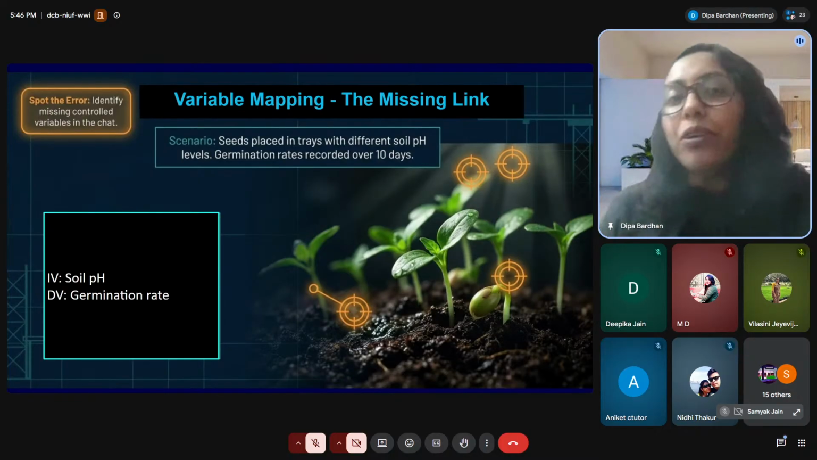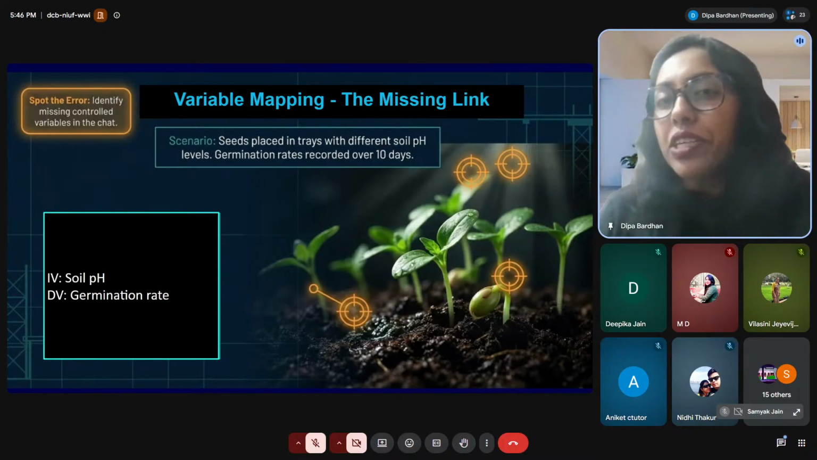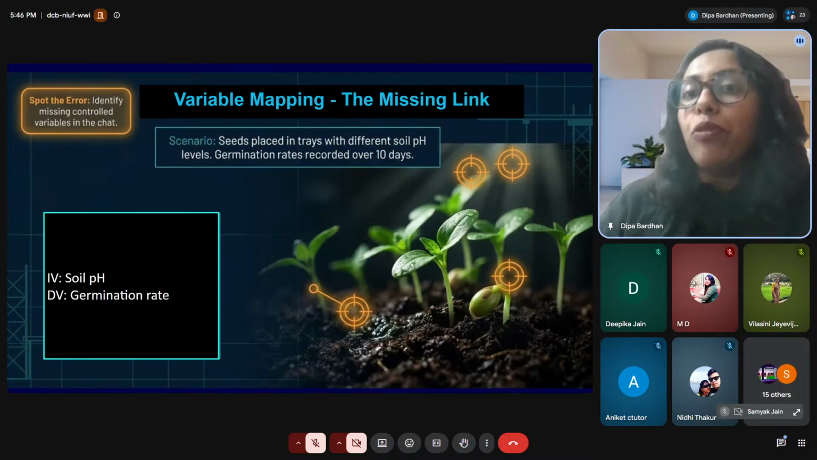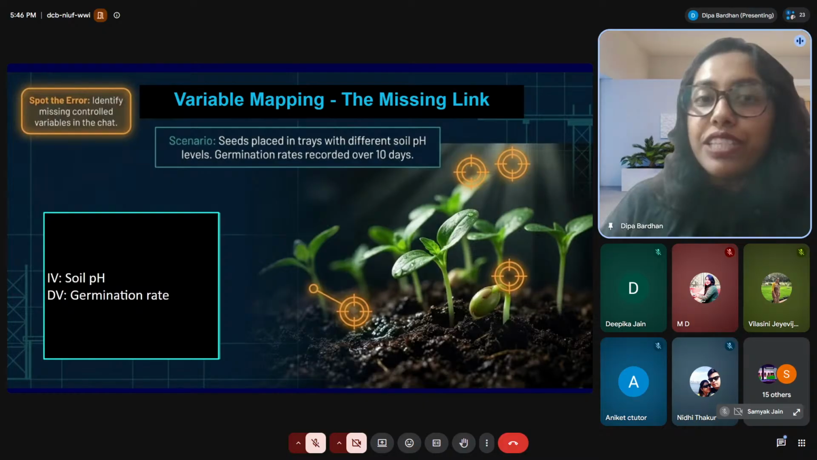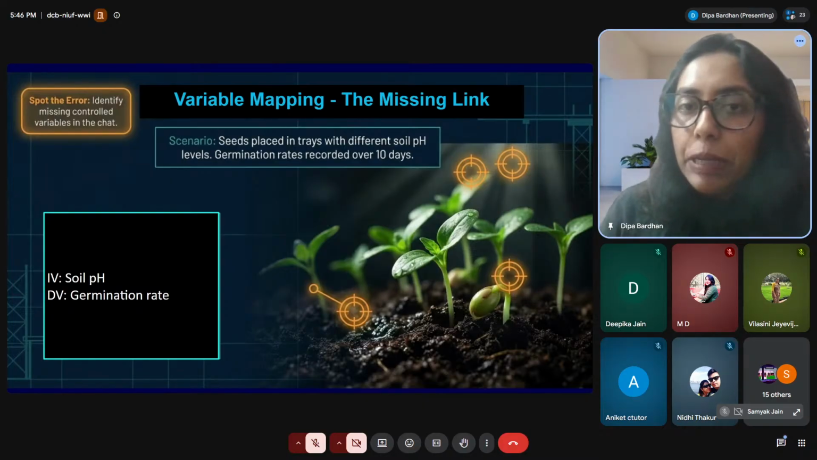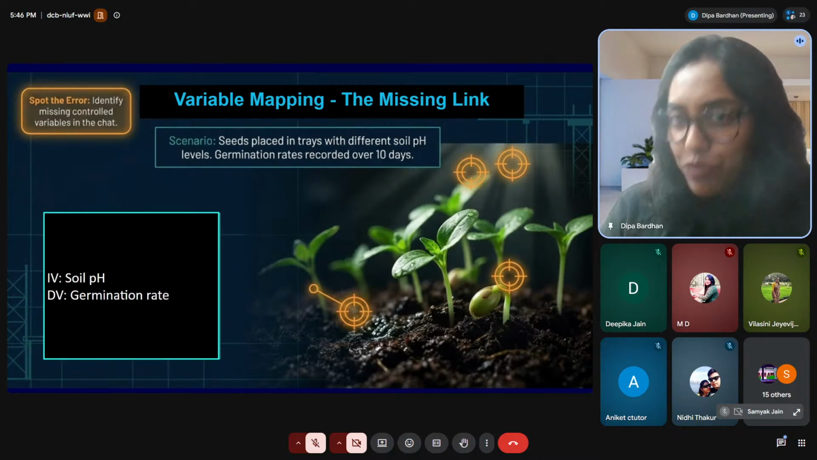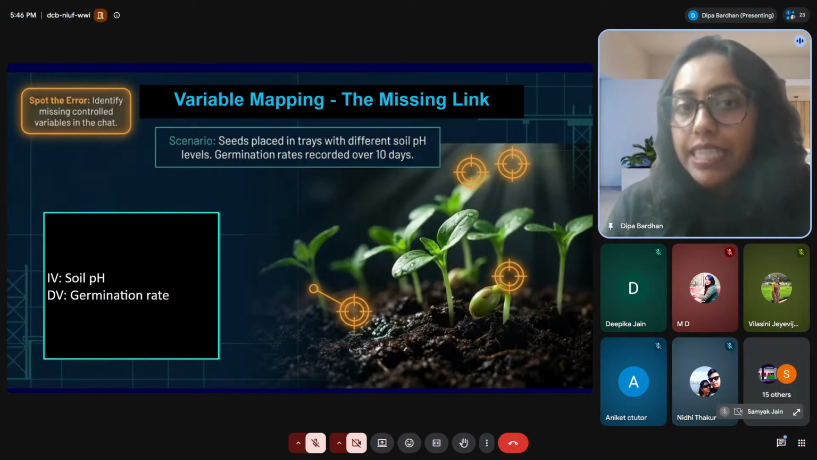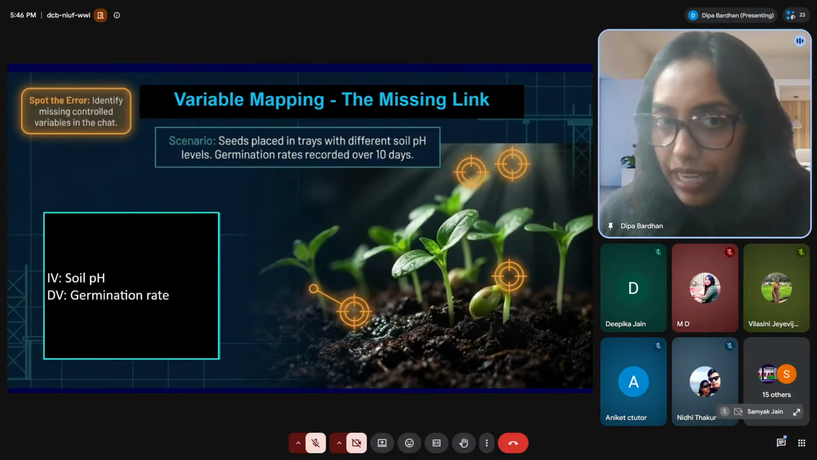Here is a variable mapping, the missing link, which I thought of to spot the error. The scenario given is seeds placed in trays with different soil pH levels. Germination rates are recorded over 10 days. So what is the IV? It is the soil pH. We can take a range of pH using buffers. The DV is the germination rate.